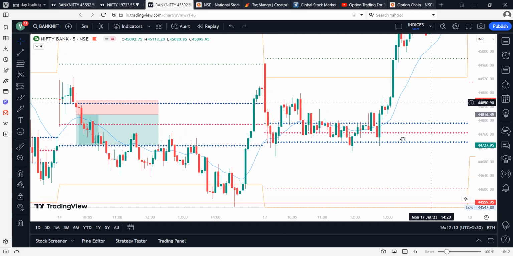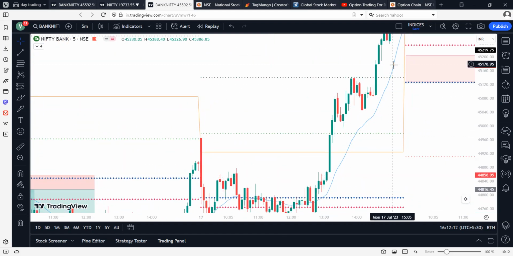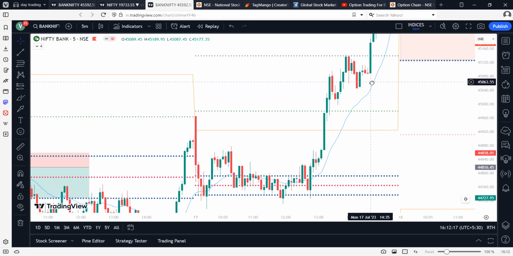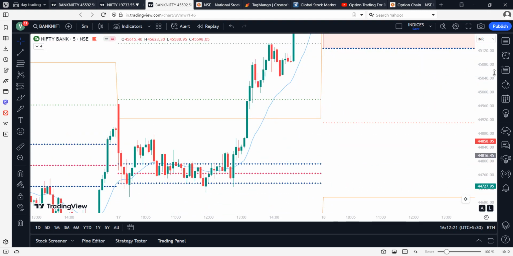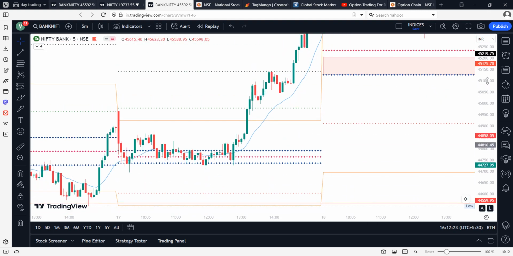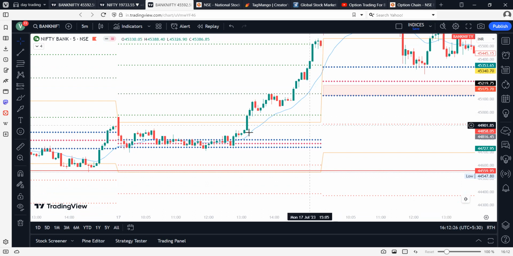See, it has closed above the CPR. What is the trend? The trend is uptrend. Wow, what a big move happened here. If you want to know the reason for this big move, you can ask me in the comment box. I'm going to do an exclusive video on why these sort of trending days happen in Nifty and Bank Nifty. Ask me in the comment section. For sure, I will do a video on that.